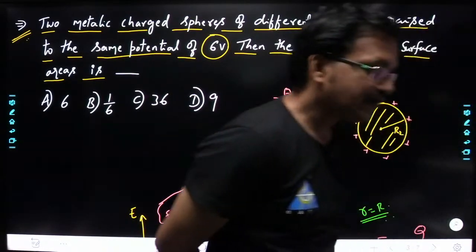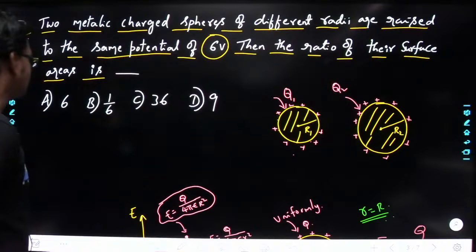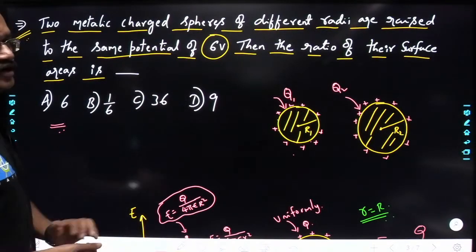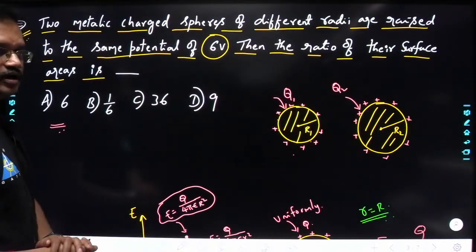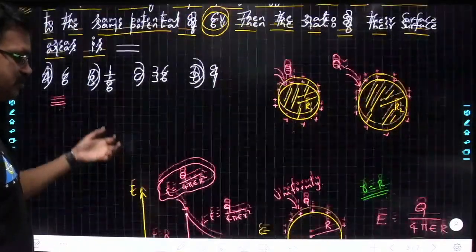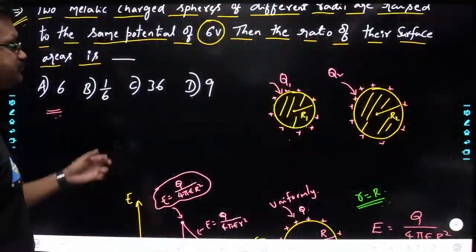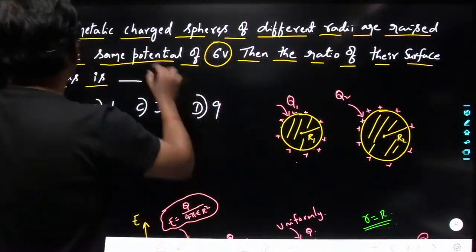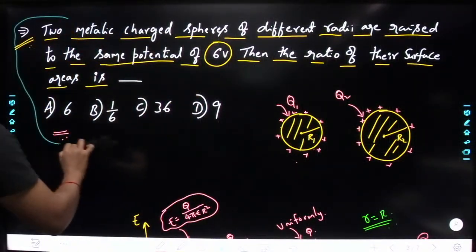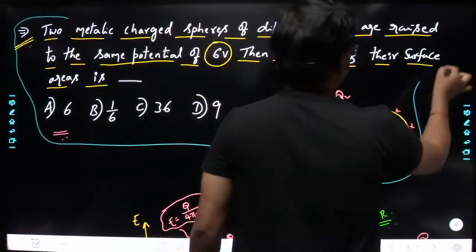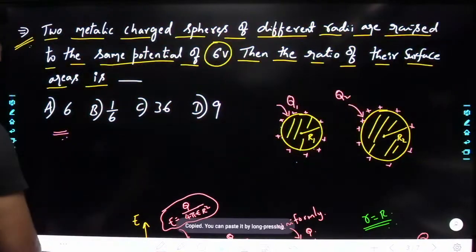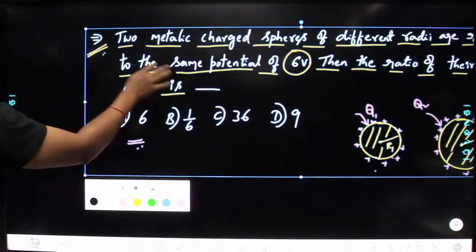Leela Krishna has given option A, that is 6. Okay, so let us check whether that answer is correct or wrong. I have copied that problem here.